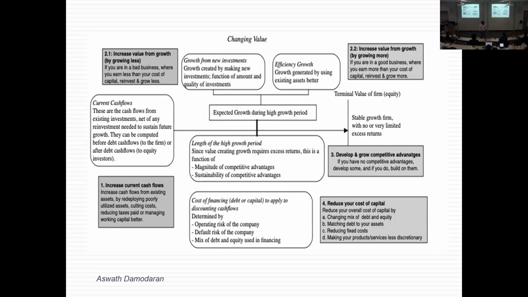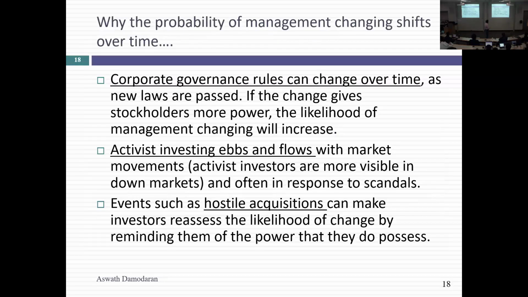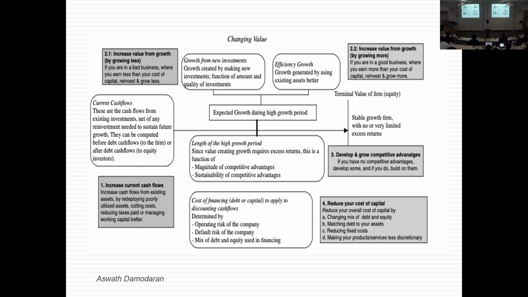On growth, if I'm in a good business, is there a way I can grow more by reinvesting more? That'll add value. But if you're in a bad business, the question you ask is, can I make myself more valuable by growing less? Because there, the growth is actually hurting you. On the risk, you can try to reduce your cost of capital by playing whatever games, changing the mix of debt and equity, matching up your debt. And if you have competitive advantages and you build up on them, and that was the last thing we talked about, maybe you can lengthen the growth period.